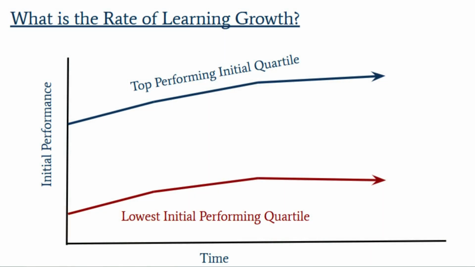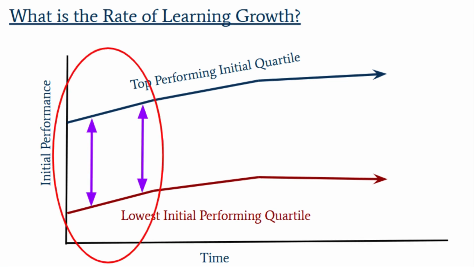Think about these arrows or lines as representing the growth of different students over time. The blue line is the growth rate for students who were initially most proficient, the top quartile. The maroon line represents the growth rate for students who were initially the lowest performing students. We call that quartile A. We get these rates by looking at students in cohorts and quartiles.